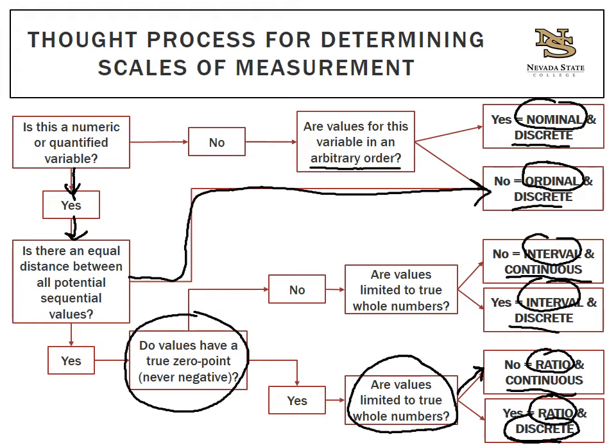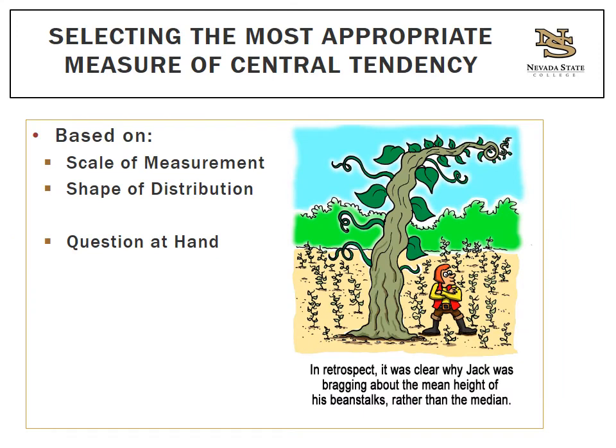So if you're still confused on this, go back and review the types of data lecture, and we get into explicit detail about this. But it's really important that you understand the scales of measurement. This hasn't gone anywhere because that is going to be the first question that you ask yourself when we decide on measures of central tendency. So again, our decision for the most appropriate measure of central tendency for describing our data is going to be based on the scale of measurement. So is it nominal, ordinal, interval, ratio? Is it discrete or is it a continuous variable that we're measuring? Then the shape of the distribution.